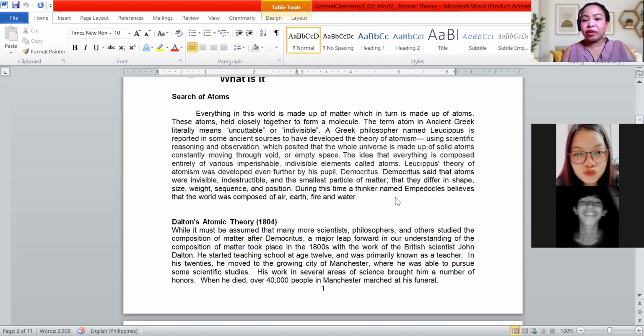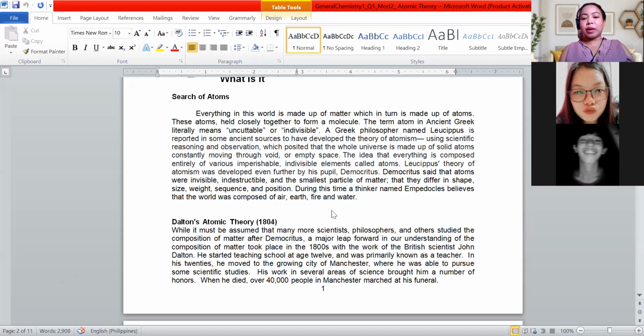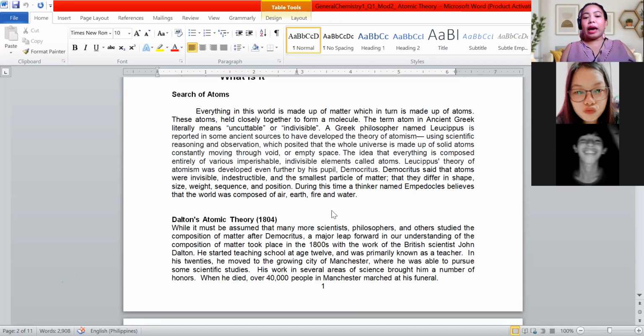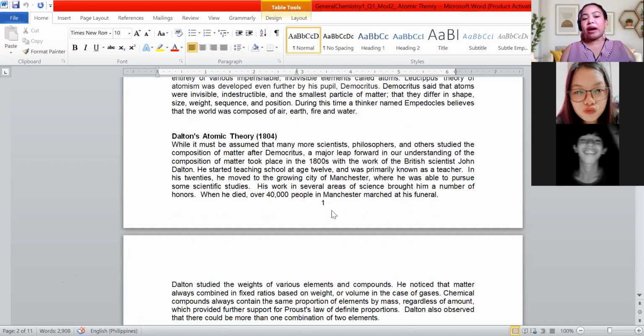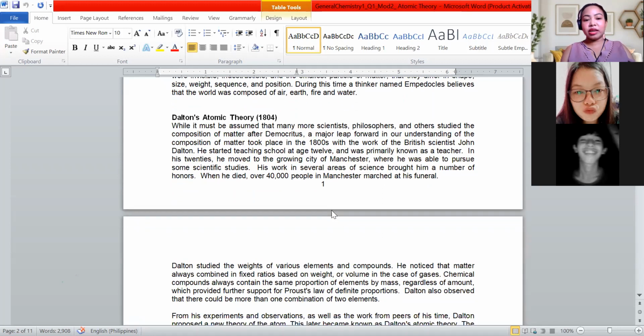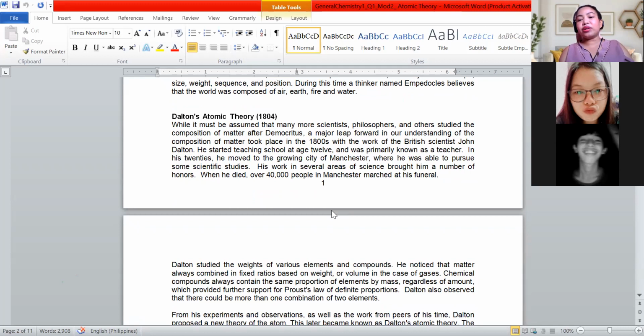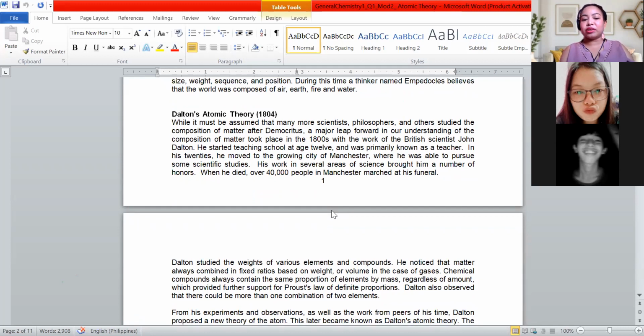So during this time, a thinker named Empedocles also believed that the earth, air, fire, and water were the main elements of all matter. So, for example, a metal is made up of earth and fire. So he thought that matter is made up of these four elements. That is according to Empedocles. Now, years after, Dalton created his theory. Now, his theory lasts for a long time, 100 years, a century.